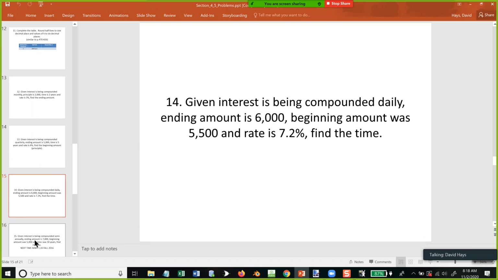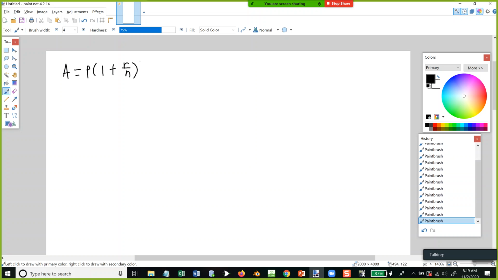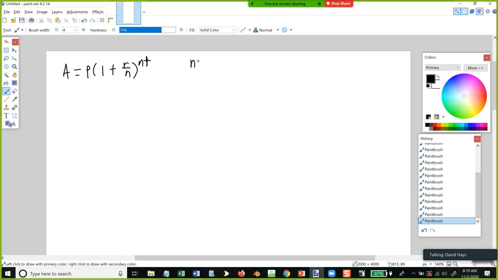Okay, number 14. Again, my first reading should just be to skim it and look to see if I see the word continuous. It doesn't say continuous, so we're still doing the same formula. Now I'll go back and read it closer and write down what's given. Given interest being compounded daily, so n is 365, we ignore leap year.